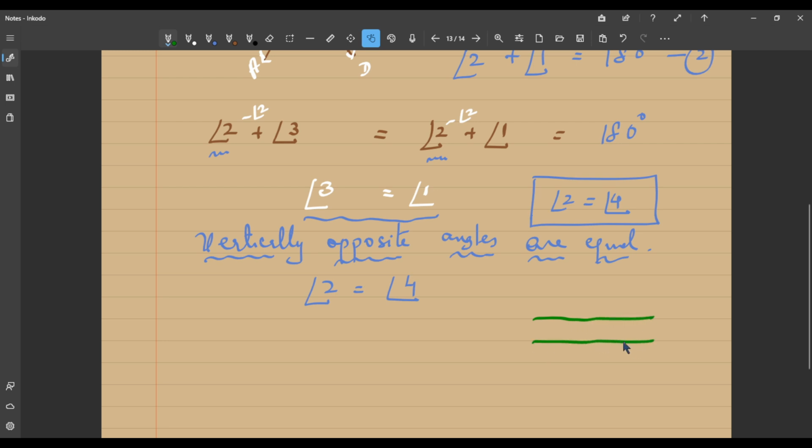Obviously, they are not going to intersect anywhere. However much you extend the lines to both sides, they are not going to intersect anywhere, and the distance between these two lines is going to remain the same wherever. So these are called parallel lines. The lines which do not intersect at all and which are equidistant from one another are called parallel lines.